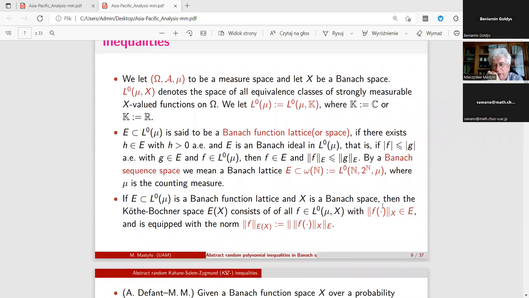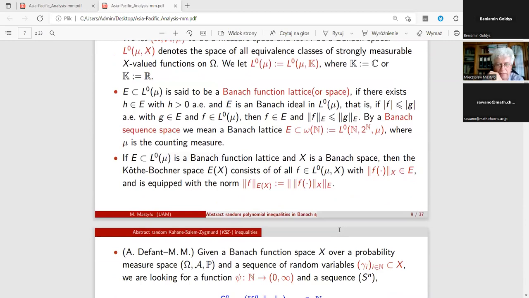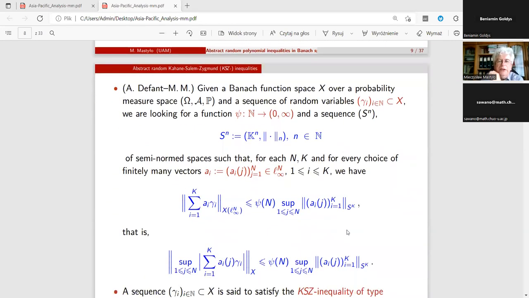strongly measurable functions for which the norm in X belongs to E, and this is a Banach space with the following norm. In fact, I will use only the case whenever the inner function is finite dimensional at infinity. This is the definition we created for this problem of looking for abstract variants of KCZ equalities.